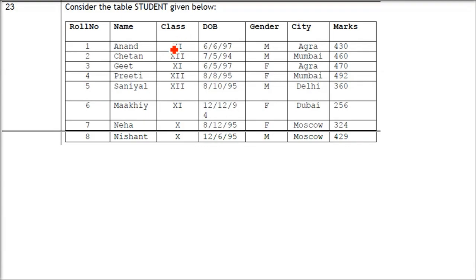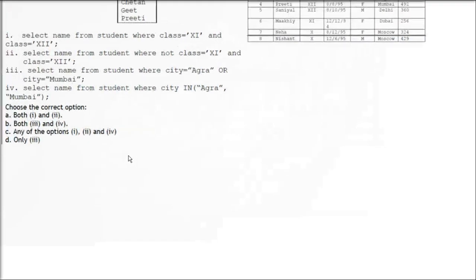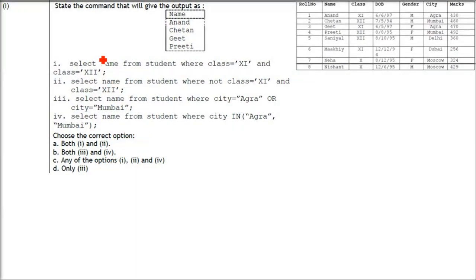Now this is a SQL based question. We have a table called student. These are around 7 columns: roll number, name, class, DOB, gender, city, marks. And there are 8 rows. We don't count the first one as a row, that is the heading.